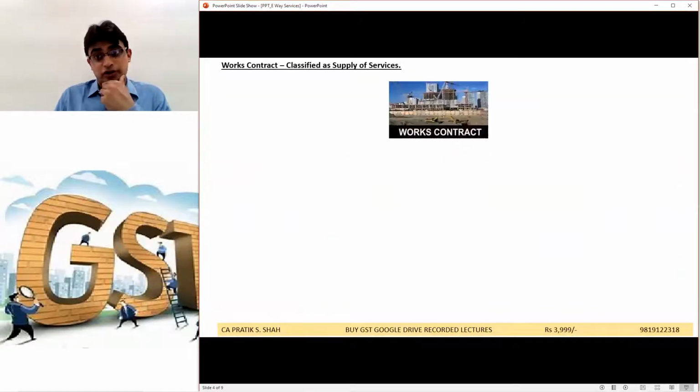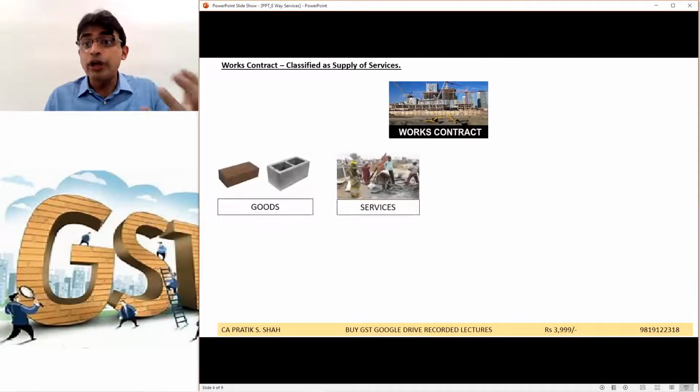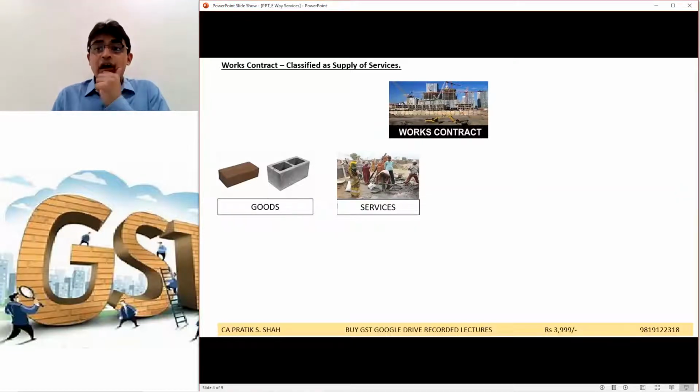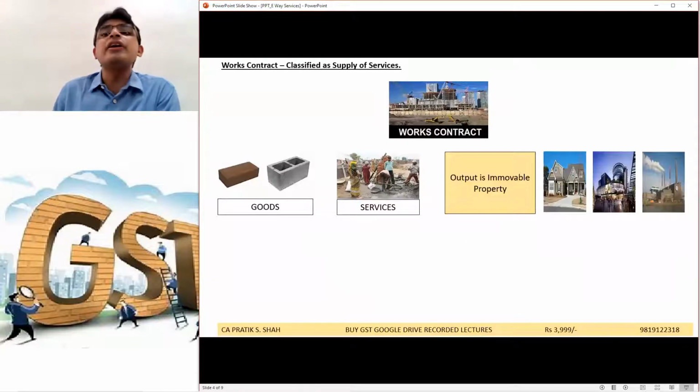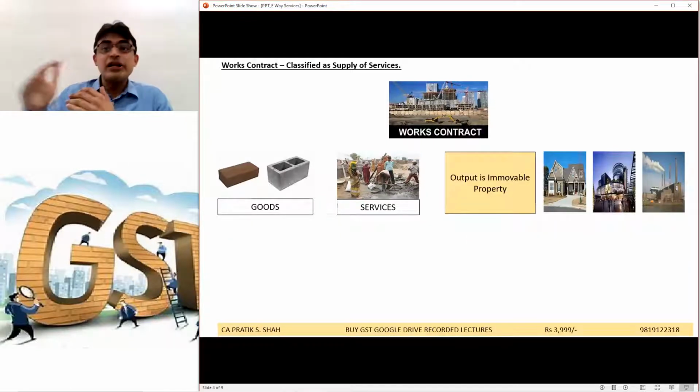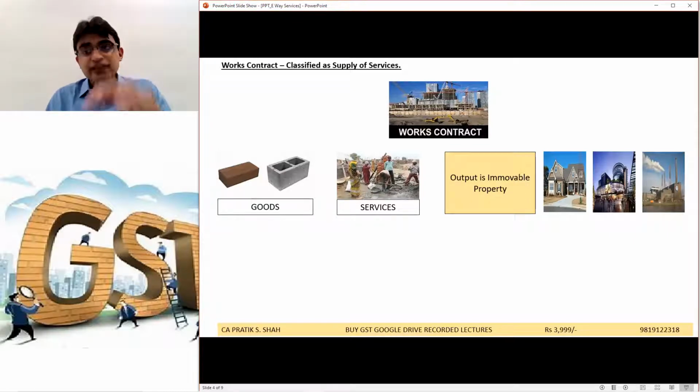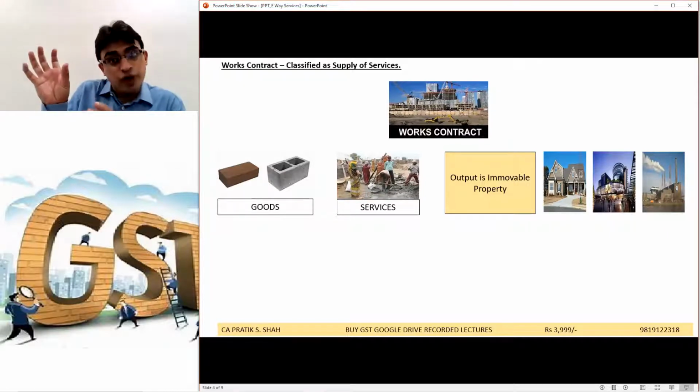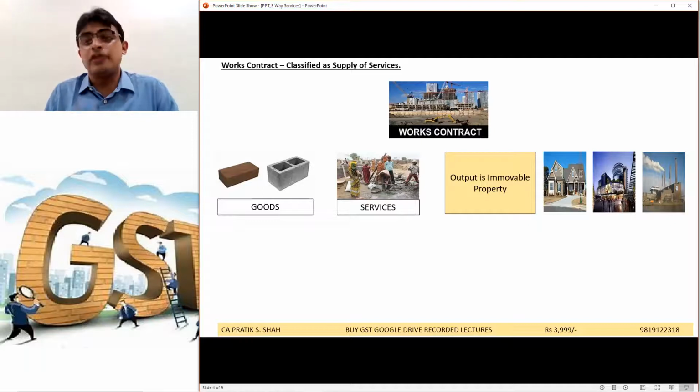Now part two, let us understand works contract. What do you mean by works contract? Works contract means a combination of goods like material, cement, sand, etc. and services, labor, architect, etc. And what is the output coming? Immovable property, building, shopping mall, factory, godown, anything. This is known as works contract. It includes goods as well as services.